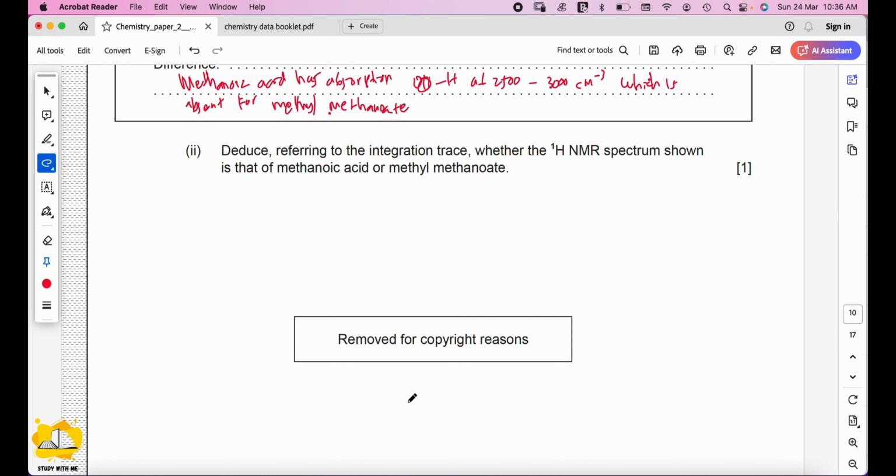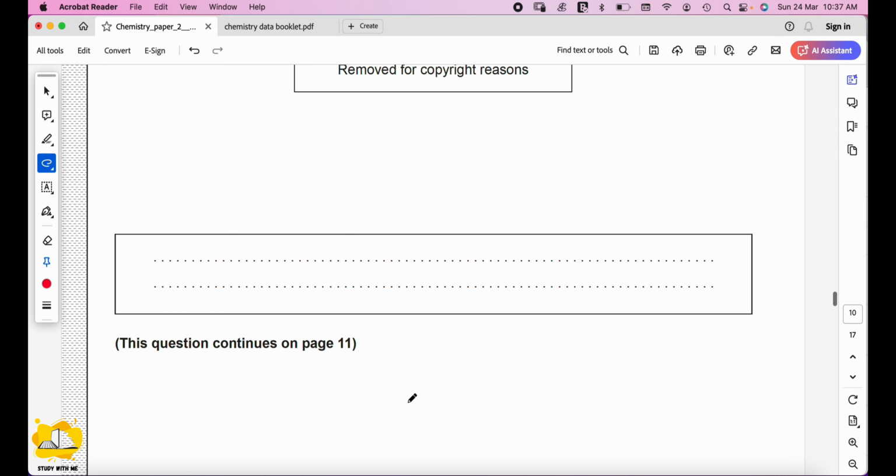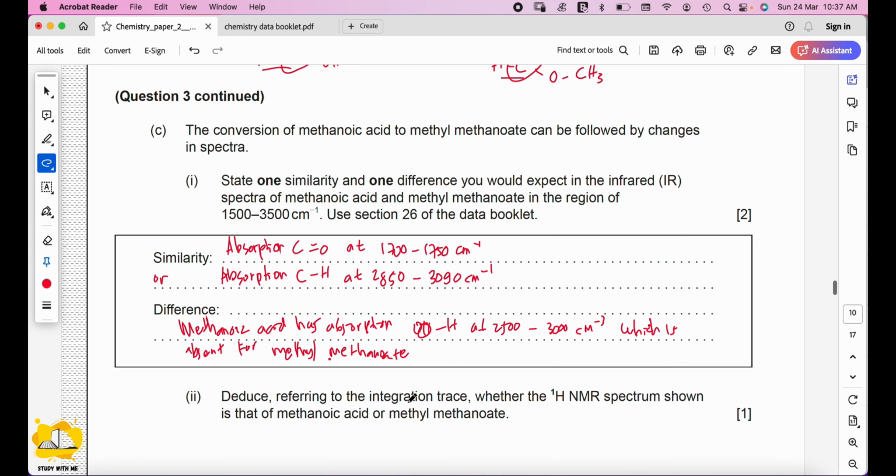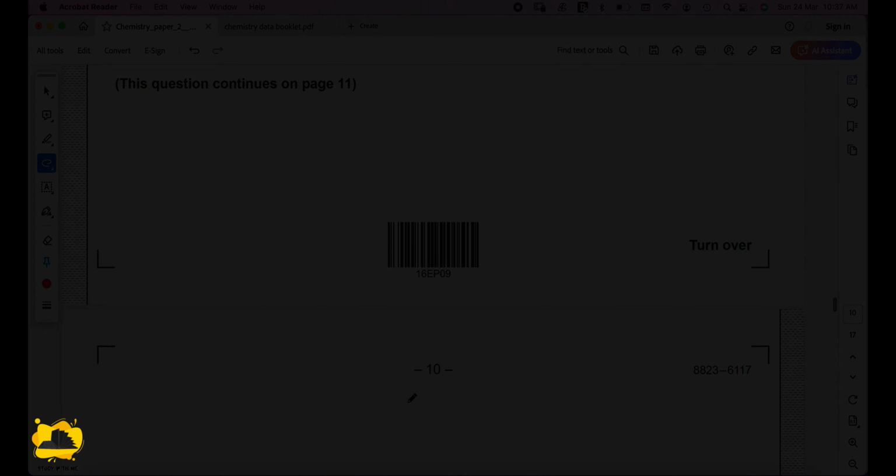Did you use, referring to the integration trace, whether the NMR spectrum shown is that of methanoic acid or methyl methanoate? So I couldn't find the question here, the picture, so I'm sorry, I cannot explain for this specific number.